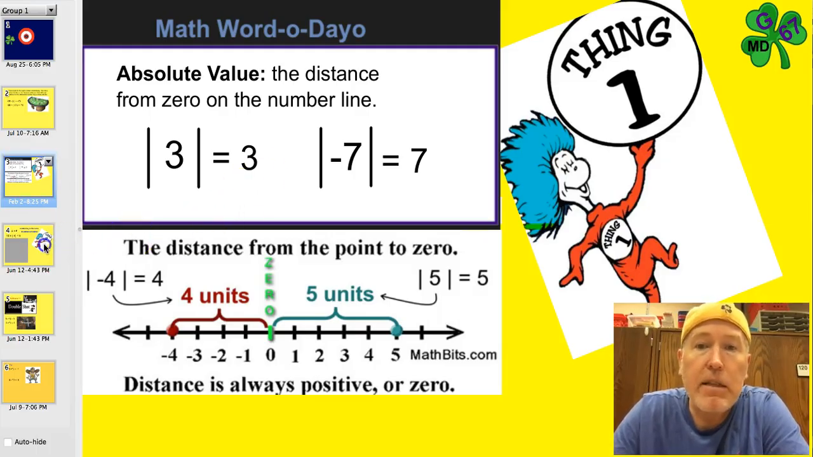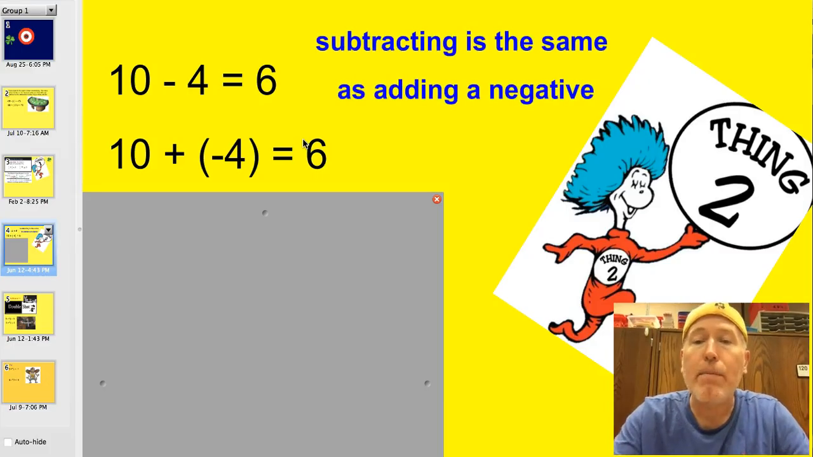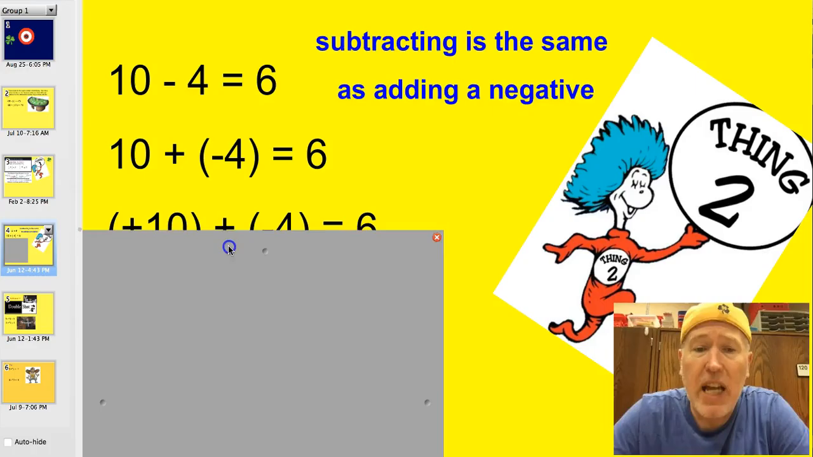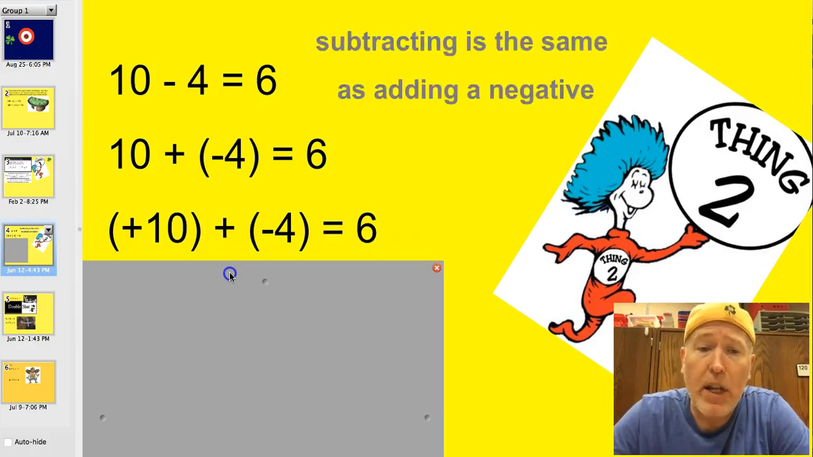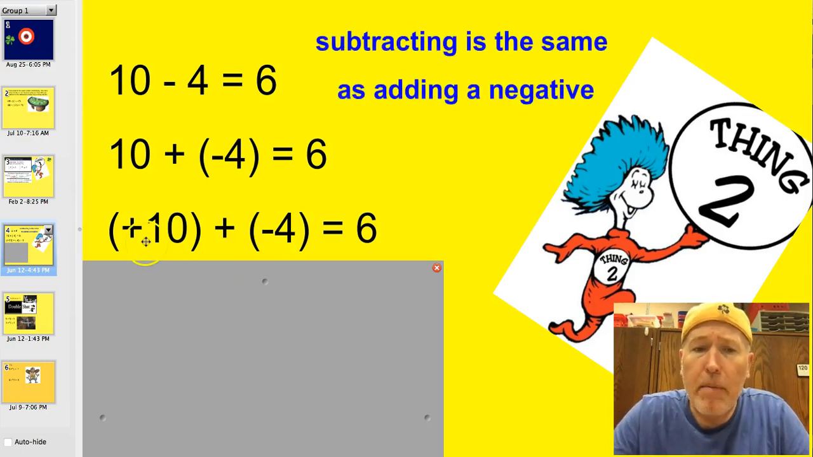All right, the next thing that you need to know is that subtracting is the same thing as adding a negative. And we talked about this in the casino example. 10 minus 4 is equal to 6. It's the exact same thing as 10 plus a negative 4. Okay, same thing. Sometimes test makers, math teachers will write and start putting whether something is positive or negative in parentheses to again try to confuse you. This is a positive 10 plus a negative 4. It's the exact same thing.